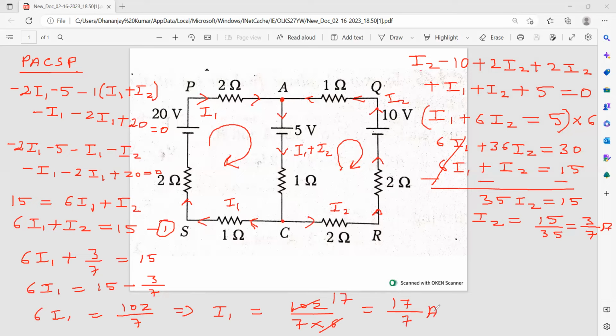Now see, there are three loops basically here. The smaller loop P, A, C, S, P, another loop A, Q, R, C, A, and there is a larger loop P, A, Q, R, C, S. So any of the two loops can give you the answer.